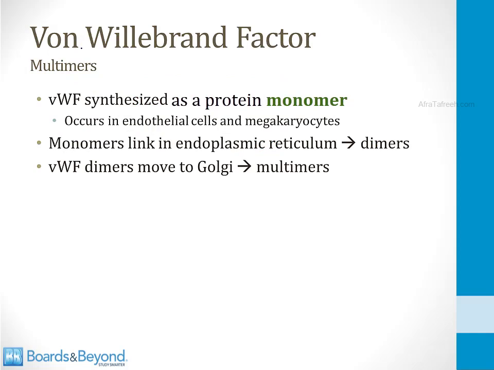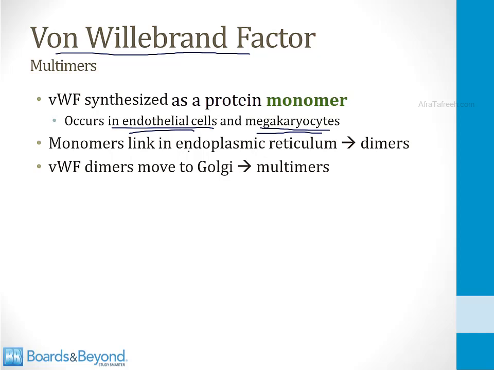In order to understand ADAMTS13, we have to review the structure of von Willebrand factor. Recall that von Willebrand factor is very important for normal platelet hemostasis, and von Willebrand factor is a protein. It's synthesized as a monomer. This occurs in endothelial cells and megakaryocytes, and that's why you can find von Willebrand factor stored in endothelial cells and also stored in platelets that derive from megakaryocytes.